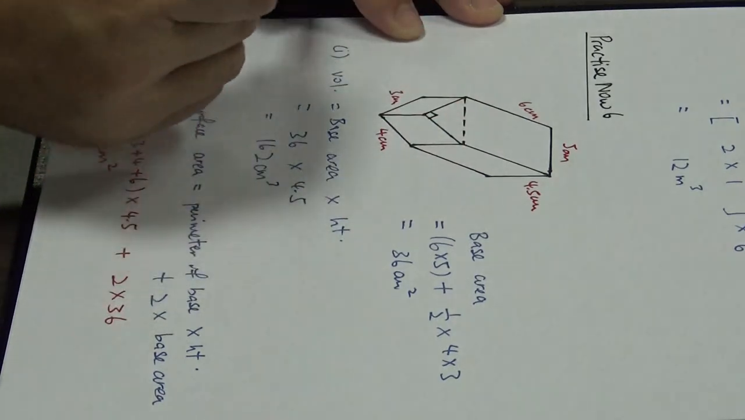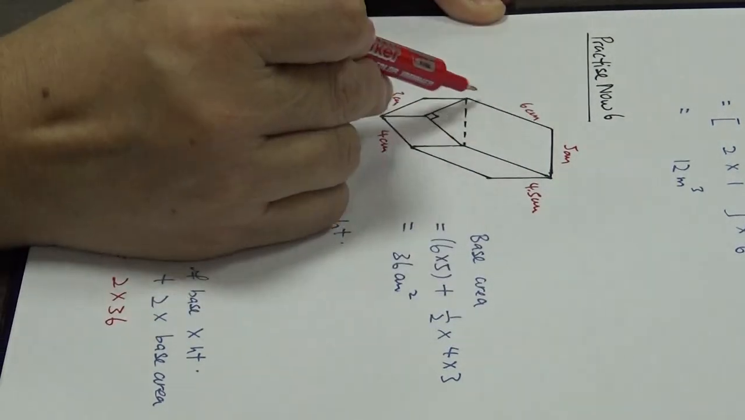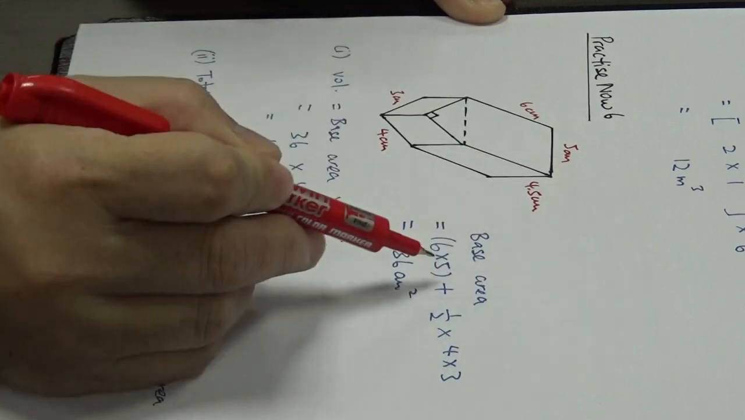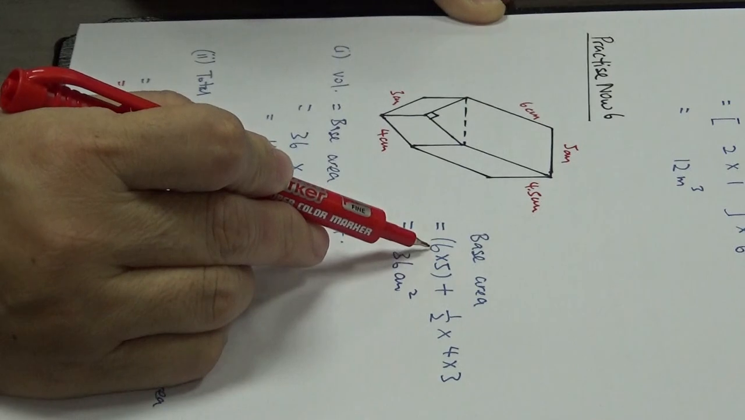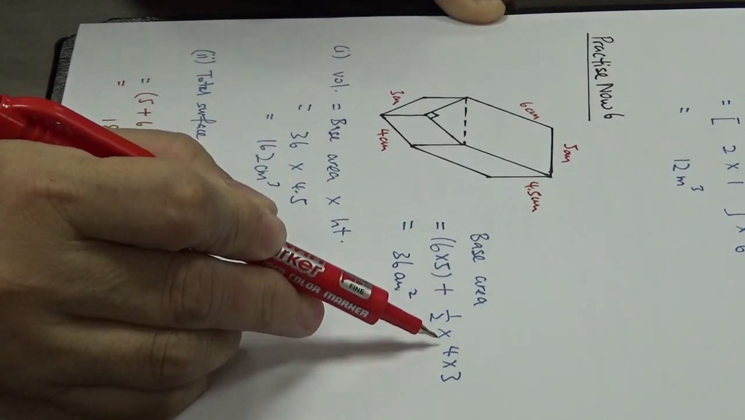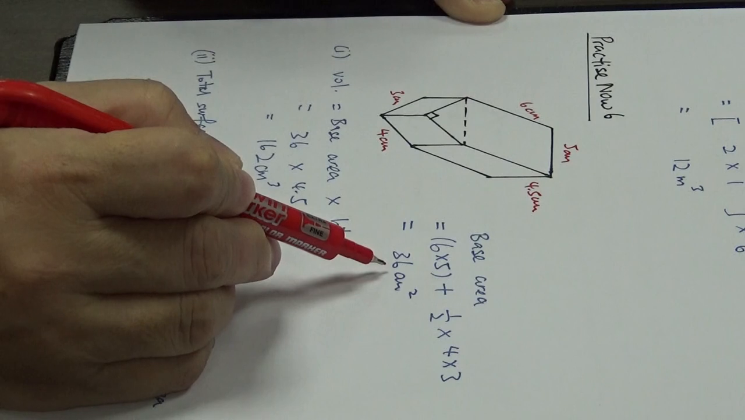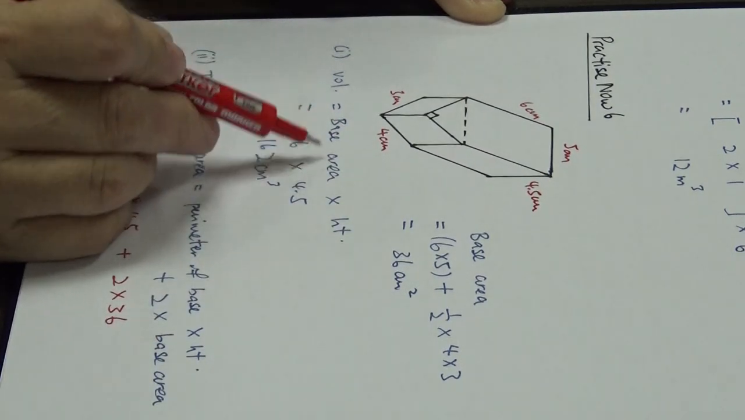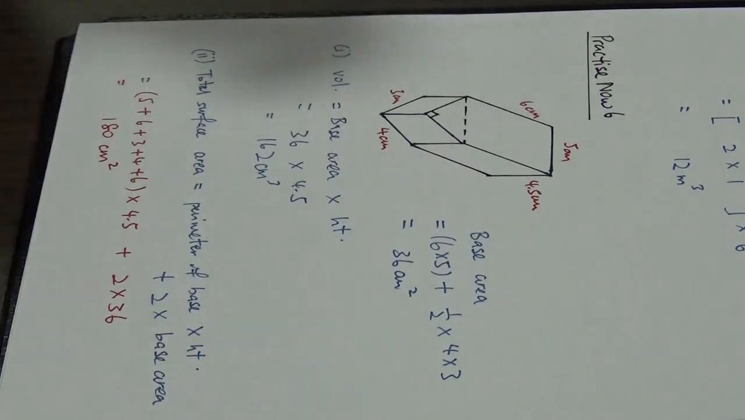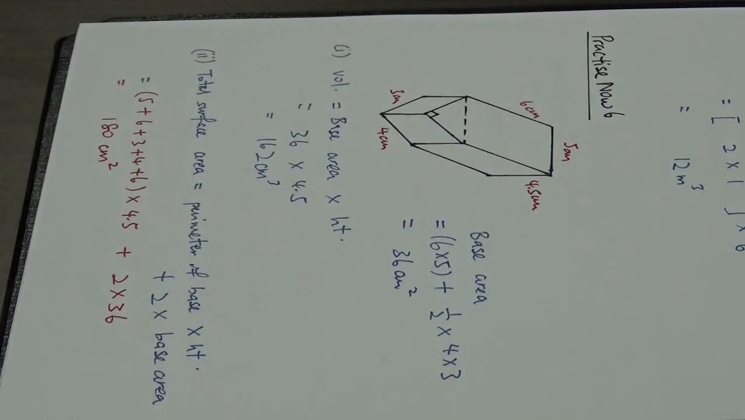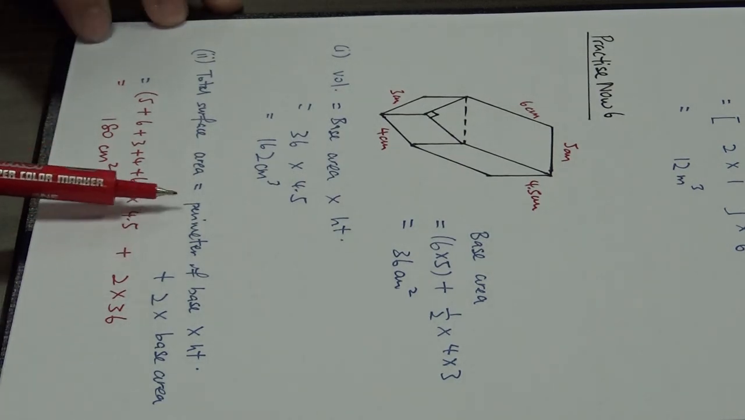Now, volume, as we know, is base area times height. Now, this base area is made up of a rectangle, 6 by 5, and a triangle, 3 by 4. So base area will be rectangle plus triangle. Half times 4 times 3, I'll get 36 cm squared. So for volume, it's base area times height. So I'll take 36 times the height, which is 4.5. Therefore, I will get 162 cm squared. Sorry, cm cubed.